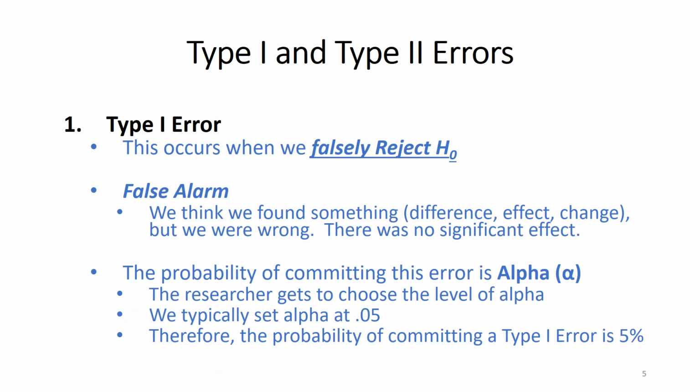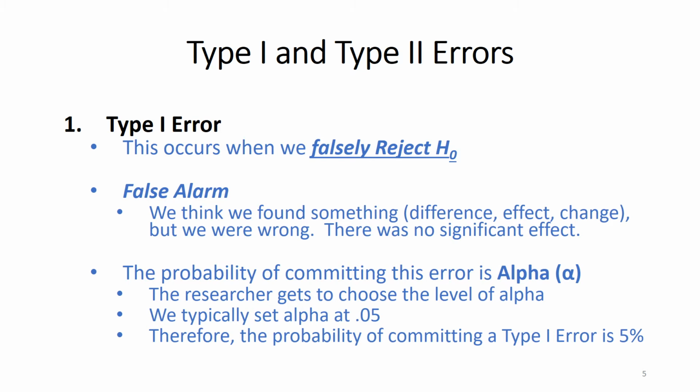So as we just learned, there are 4 possible outcomes of any hypothesis test. 2 of them are correct decisions, and 2 of them are errors. We're going to start by looking at the errors, type 1 and type 2 errors. Type 1 error, the pure definition, is when we falsely reject the null hypothesis. So as researchers, we reject the null hypothesis. We think we have found a significant effect or difference, but in fact, nope, we were wrong. There was nothing going on. Oftentimes, this is referred to as a false alarm. We think we found something, difference, effect, or a change, but in fact, we were wrong. There was no significant effect. So the term false alarm comes from that.